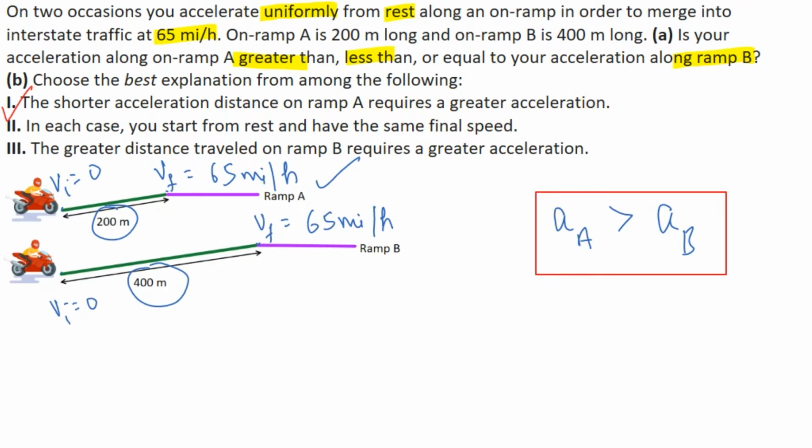Now the second option says in each case you start from rest and have the same final speed. So it is not the correct reason why this acceleration is greater than the acceleration on ramp B. So this is wrong. The third, the greater distance traveled on ramp B requires greater acceleration, is completely wrong. So option first is correct.